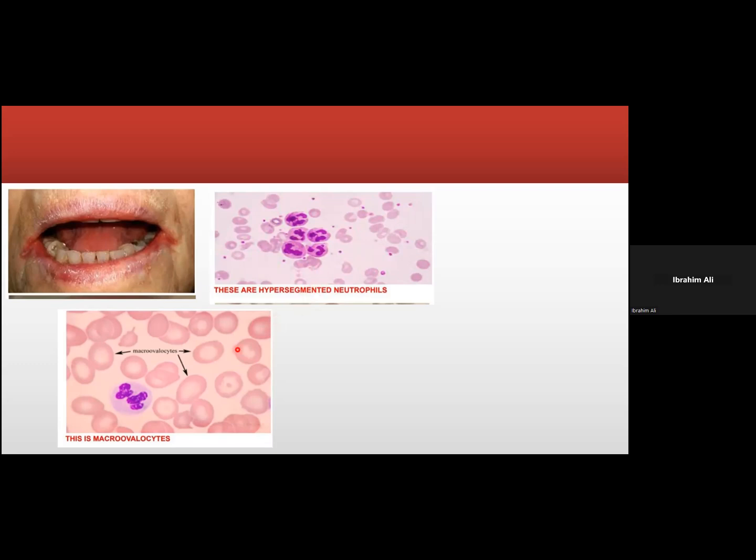Now, this one is also a macro-ovalocyte. I haven't put the one of the neutrophils and the red blood cells together, but I will send you an image. Take a look, inshallah.